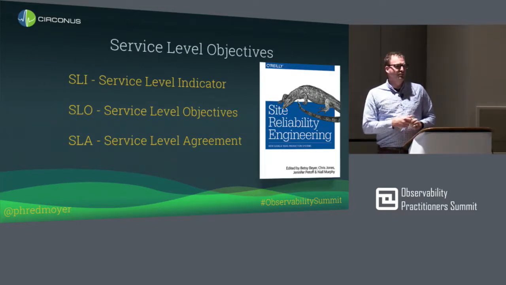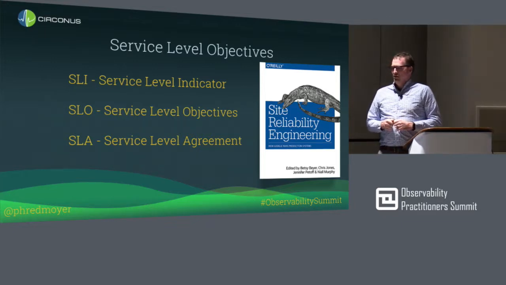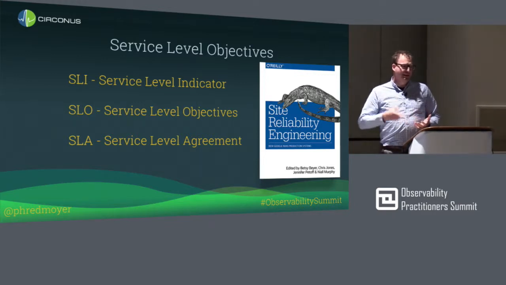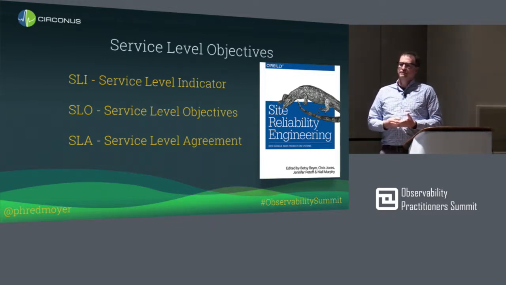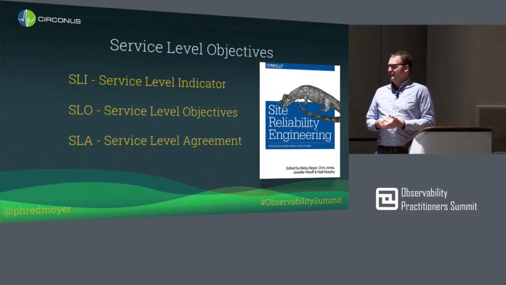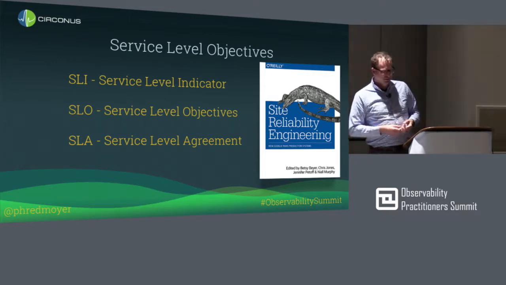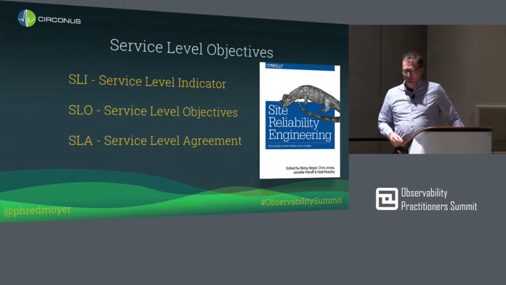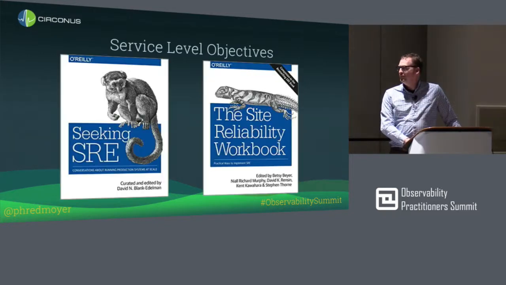So the Google SRE book came out quite a while ago. It was kind of a seminal work on SRE, and it defined 3 essential terms in there: SLI, service level indicator; SLO, service level objective; and SLA, service level agreement. And I'm going to talk a little bit about each of these.